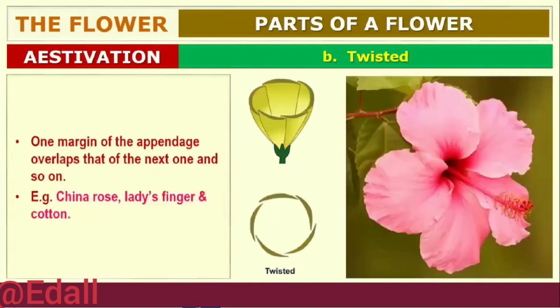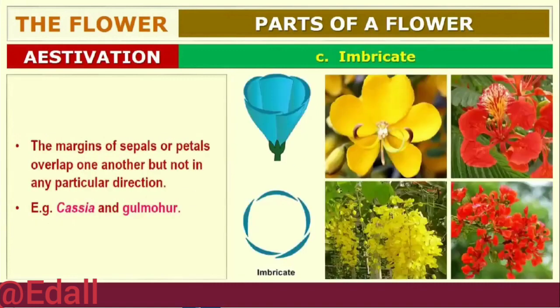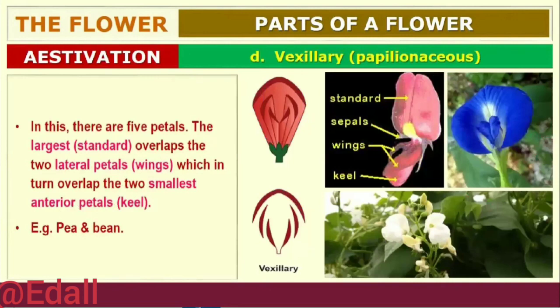If one margin of the appendage overlaps that of the next one and so on, as in China rose, lady's finger and cotton, it is called twisted. If the margins of sepals or petals overlap one another but not in any particular direction, as in cassia and gulmohar, the aestivation is called imbricate. In pea and bean flowers, there are 5 petals. The largest, standard, overlaps the 2 lateral petals, wings, which in turn overlap the 2 smallest anterior petals, keel. This type of aestivation is known as vexillary or papilionaceous.